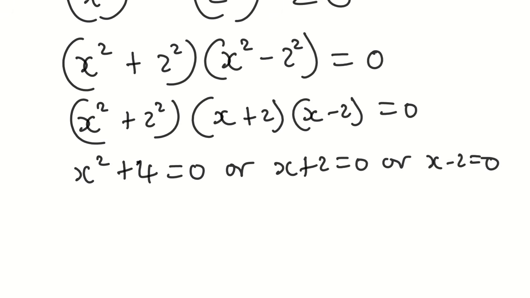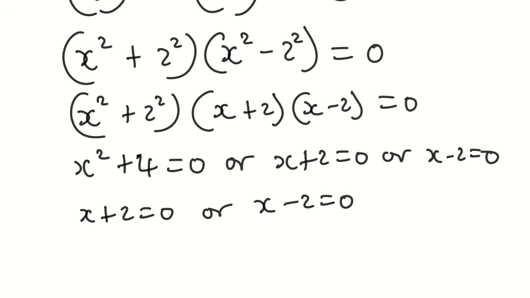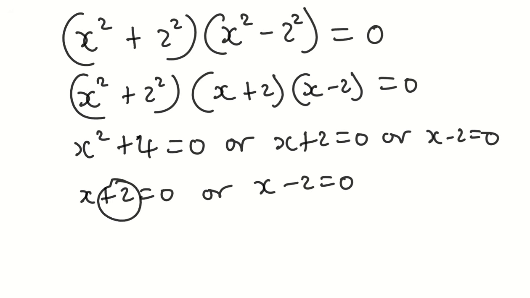Let's leave this by the way, and let's do these last two. So I'm going to have x plus 2 is equal to 0, or x minus 2 is equal to 0. So here I'm going to move plus 2 to the right hand side. I will have minus 2. Now if you move minus 2 to the right hand side, you have plus 2. So x is equal to negative 2 or positive 2.